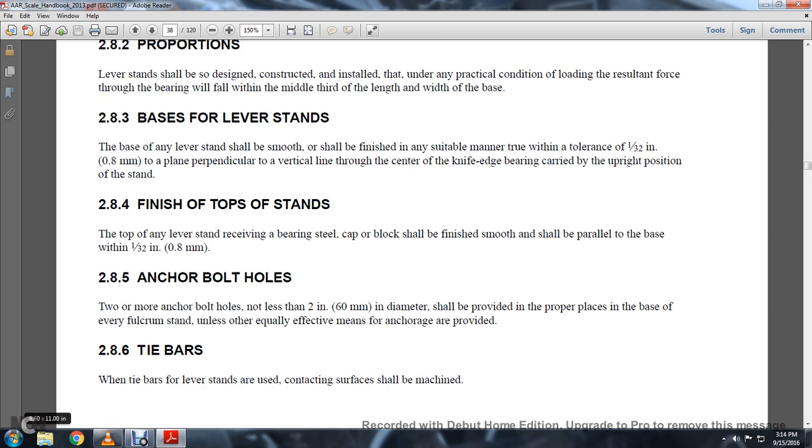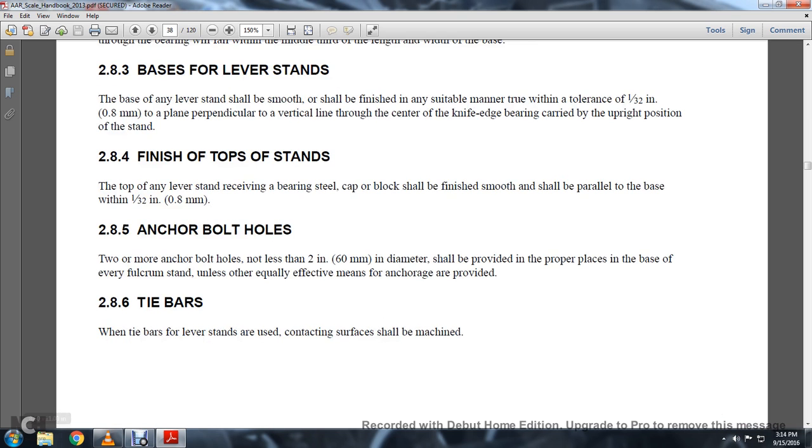2.8.5 The anchor bolt holes. Two anchor bolt holes, cylindrical and 2 inches in diameter, shall be provided in the proper place in the base of every fulcrum stand, unless there is an equally effective means of anchorage provided. 2.8.6 Tie bars. The tie bars of the lever stands, used in contact surfaces, shall be machined.